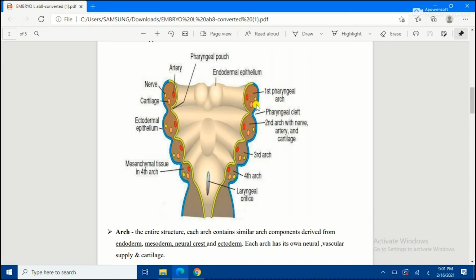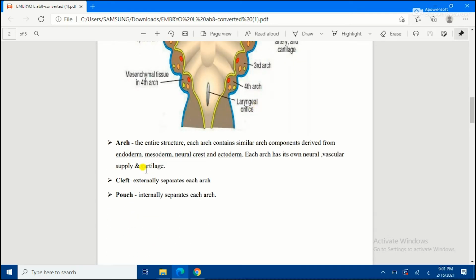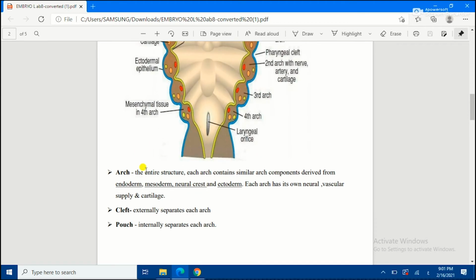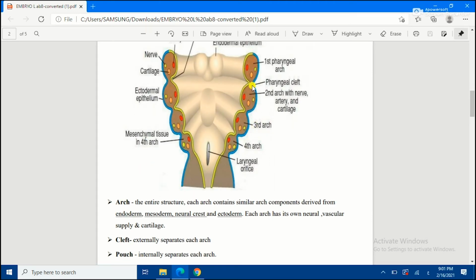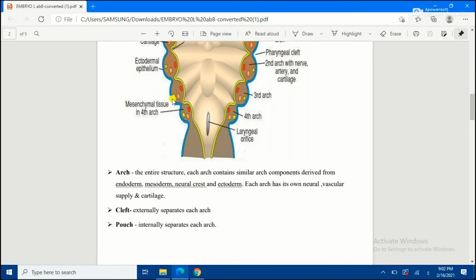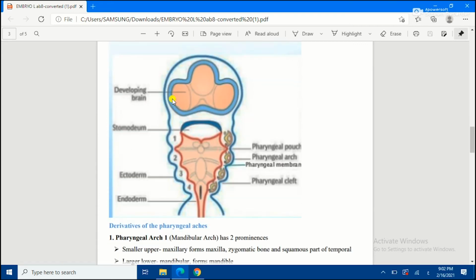So we will see also that the arch itself consists of clefts, and we said that the cleft separates each arch externally, while the pouch separates each arch internally. Look, this is showing you how the arch will be seen. Here is the developing brain, and this is the stomodeum, and you can see that the arches are right here, and they are lined with the different kinds of germ layers, and also we have the pharyngeal arch, pharyngeal membrane, and cleft.